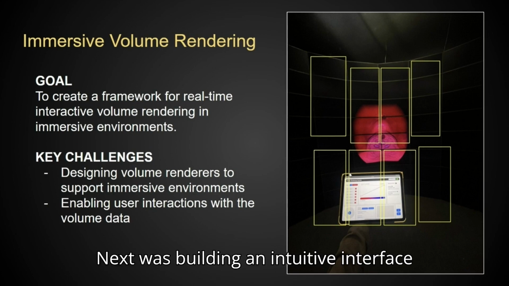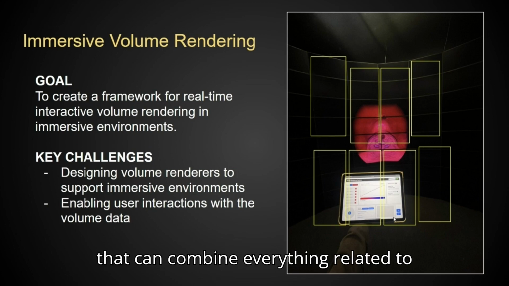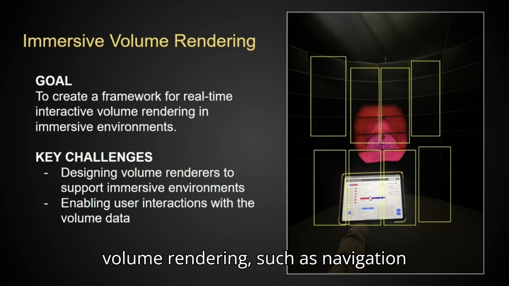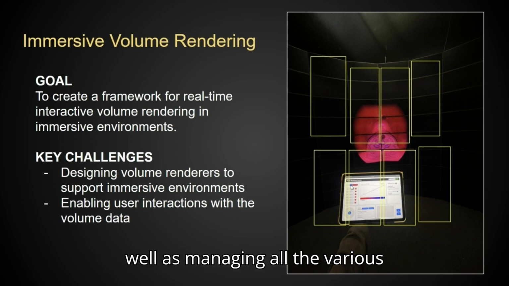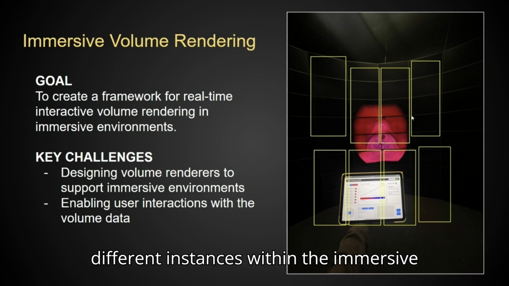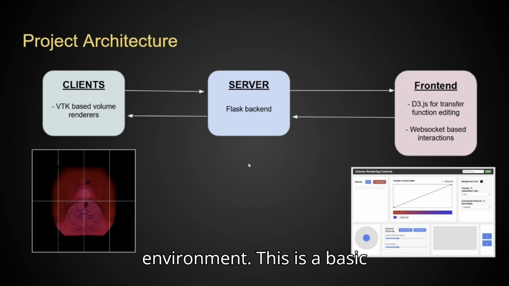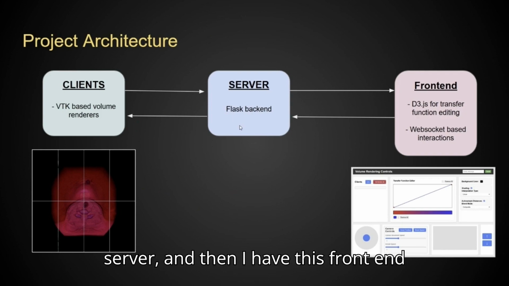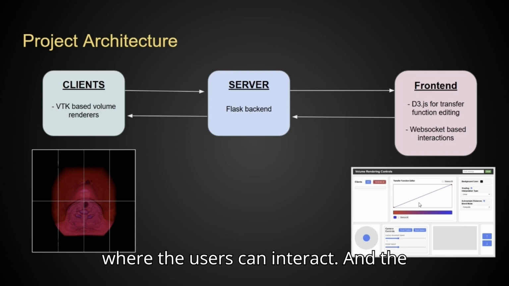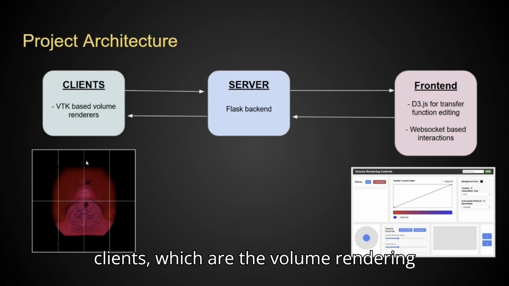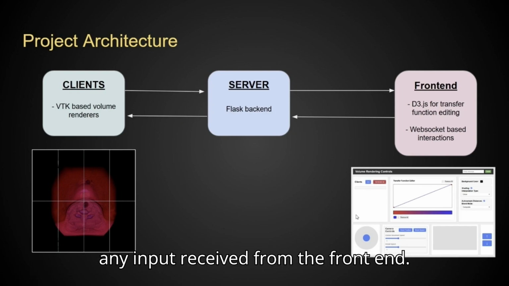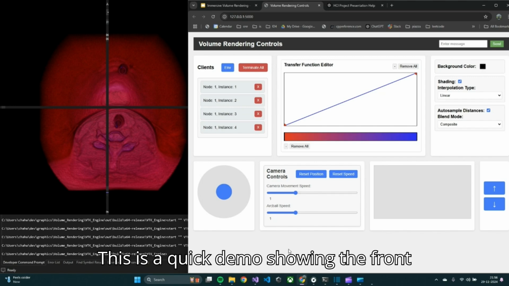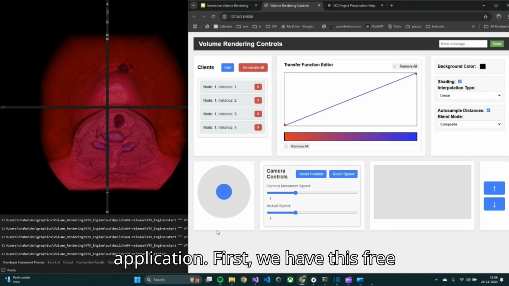Next was building an intuitive interface that can combine everything related to volume rendering, such as navigation through the scene, transfer function application, parameter modification, as well as managing all the various different instances within the immersive environment. This is a basic overview of my architecture. I have a server, and then I have this front end where the users can interact. And the clients, which are the volume rendering instances, will update based upon any input received from the front end.